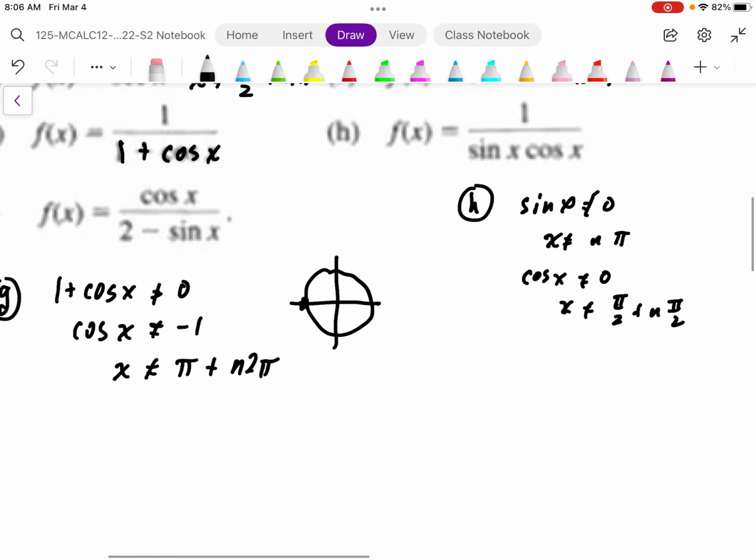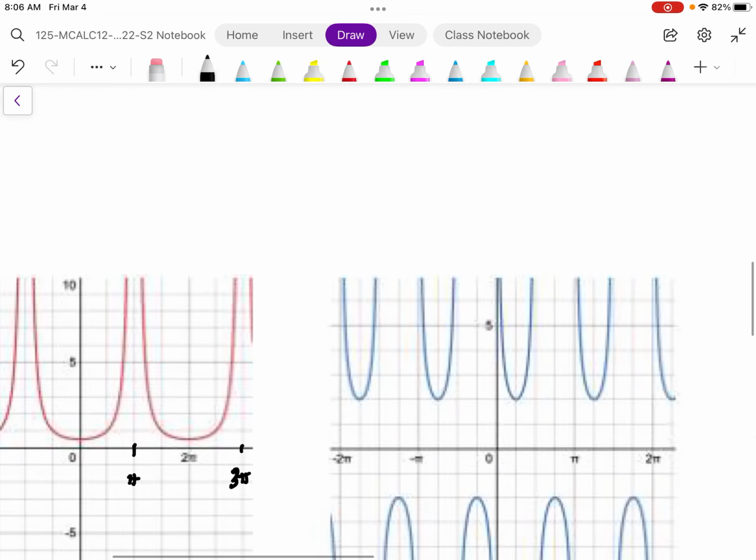Okay? And when we look at the graph, we can see that that happens at pi over 2. Okay? We have one at pi, we have one at 3 pi over 2. And we can define it that way.